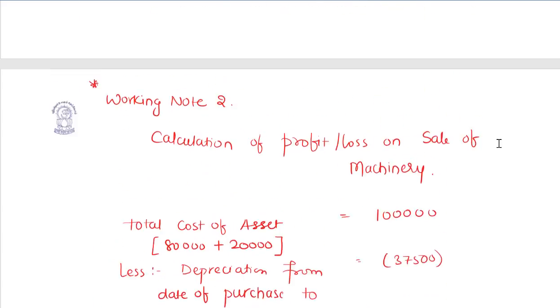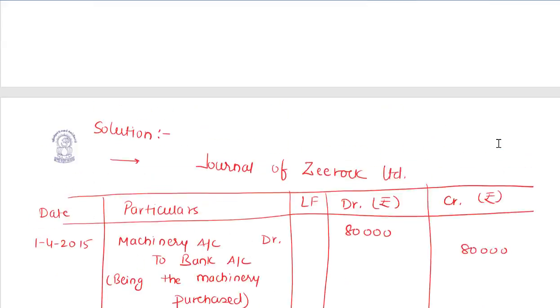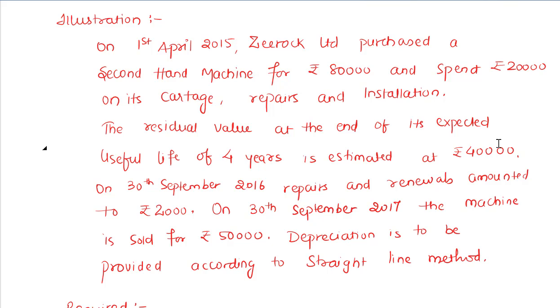Let us see this question once again. A bit long question but very interesting. So basically in this question what we have learned is that Xerox Limited purchased the machinery for 80,000, spent 20,000 on the installation. The useful life was 4 years. In between 2016 they had repairs and renewals done for 2000, but this is of revenue nature. This repairs and renewals is not of capital nature. On 30th September 2017 the machine is sold for 50,000.